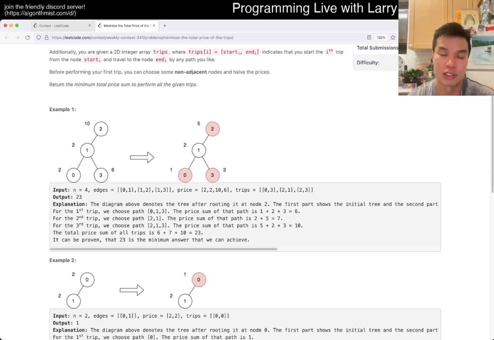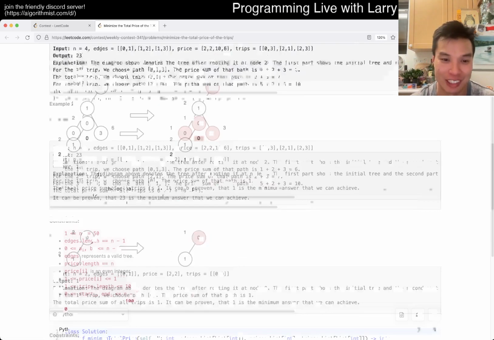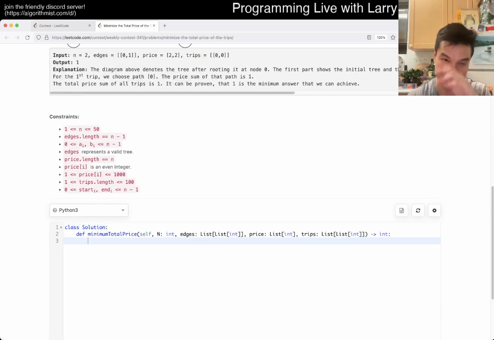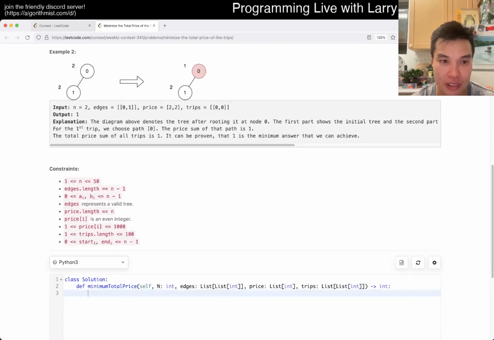Oh, I see. So now you have to choose the number of times you visit and then do a DP on the nodes. Okay, I think I got it. People got it very quickly though, so I guess I'm not surprised now that I think I know the answer.